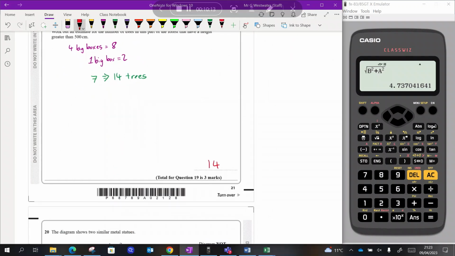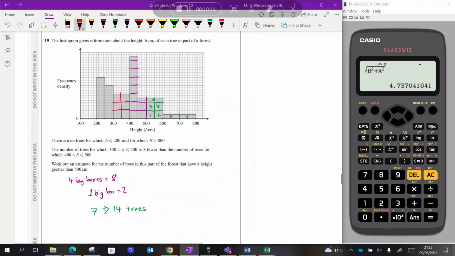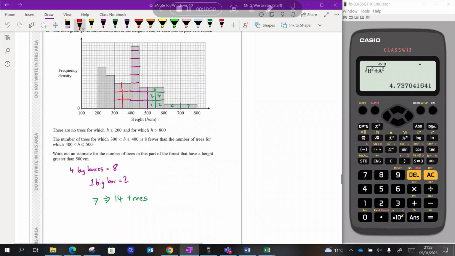14 trees. Again, there are other ways you could have done this. You could have worked out how much each tiny box represented. You could have had a go at working out what the frequency density of all of this was and done a scale on the left hand side. I've just gone for the most direct approach and said, well, area is frequency, and I've gone that route.